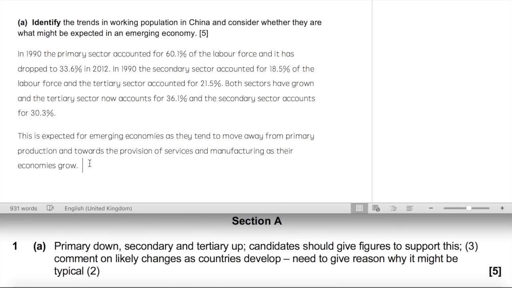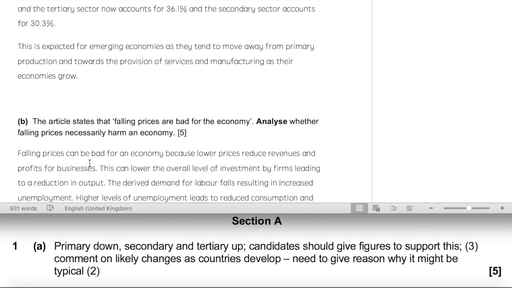Now you could argue that this is either a 5-mark or 4-mark response, because what's not absolutely clear is why it's typical, but I think it's quite clear that as countries move from the primary sector to the tertiary sector, it indicates that they are developing economically. So yes, I think that this could be up to 5 marks. Can I say 100% confidently? No. Let's look at the next question, B.